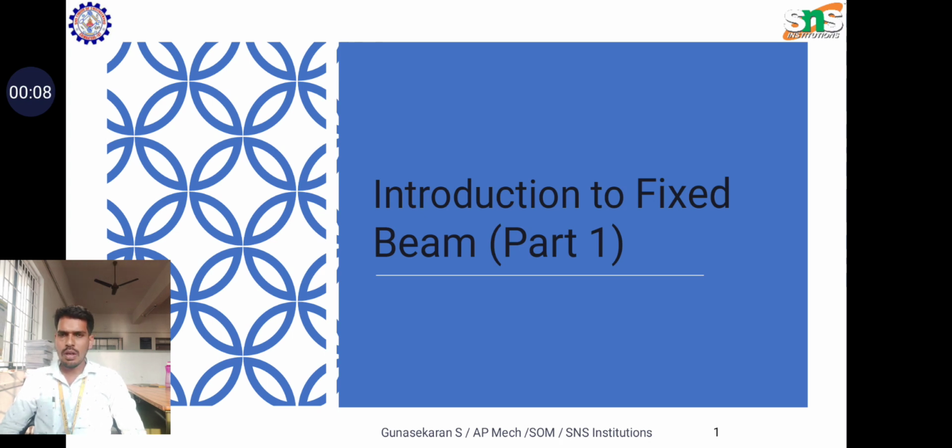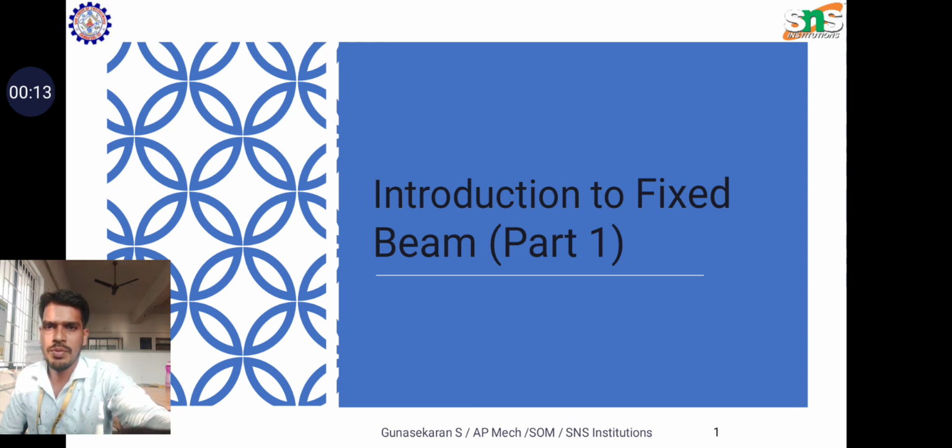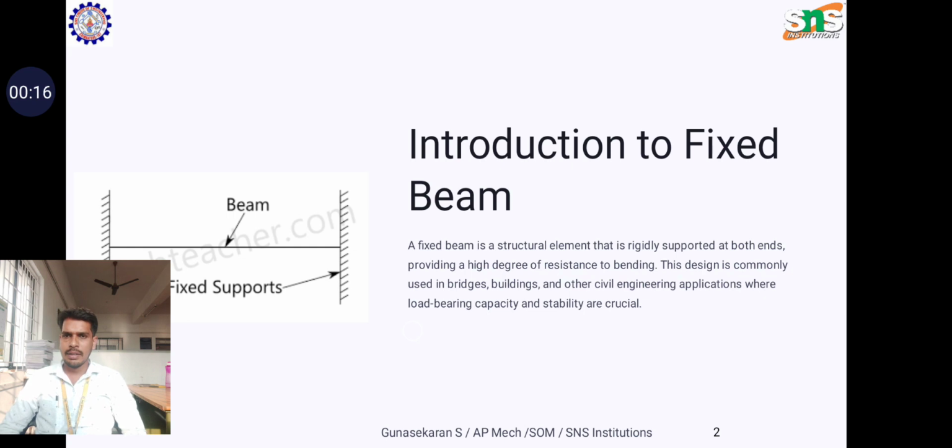Now we are seeing about introduction to fixed beam. A fixed beam, also known as a built-in beam, is a structural element commonly used in engineering and construction. It is characterized by being supported at both ends and rigidly fixed to its supports, preventing rotation and translation at these points. It simply says both ends are fixed.